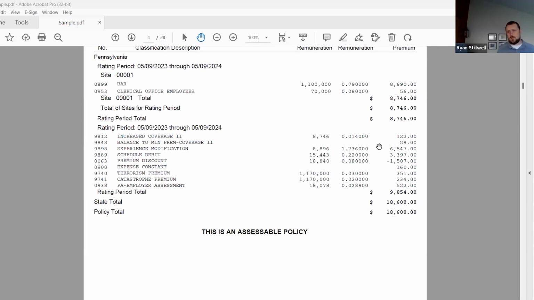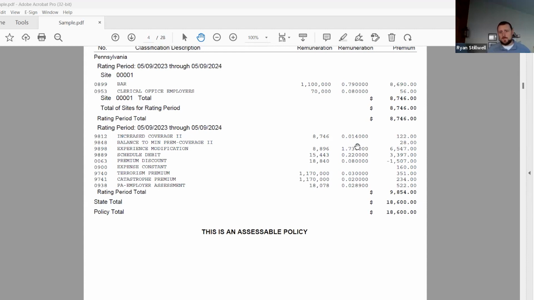So just kind of real baseline education about the experience modification rate. It is a unique rate to every single business, right? So if you have 3 businesses with 3 different EINs, you're going to have potentially 3 different experience modification rates for each of those businesses, right? And now there's some exceptions to that if there's common ownership between those 3, but if they're 3 separate businesses and they have those businesses all have separate EINs, you're going to get a unique experience modification rate as long as you qualify for one.